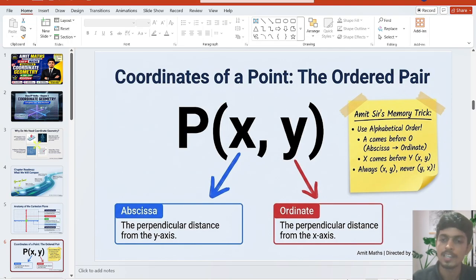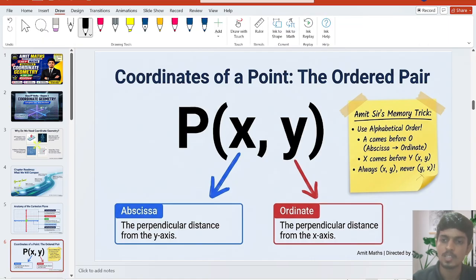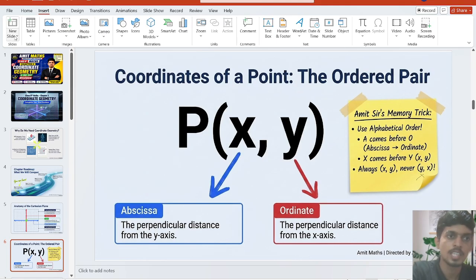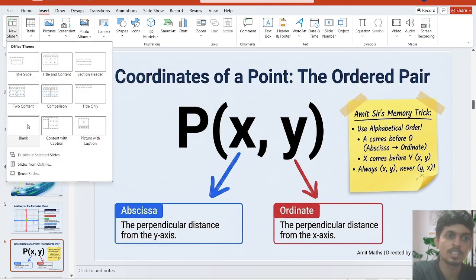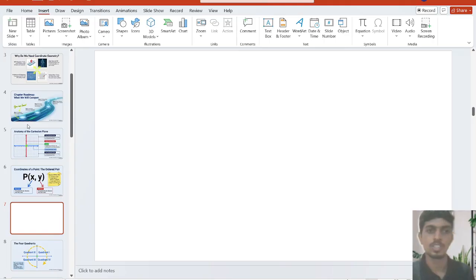Also x comes before y. Always remember x, y, never y, x. So you always use x, y. We will proceed to the next slide and explain in detail. Suppose this is a Cartesian plane, meaning a coordinate plane, like this.